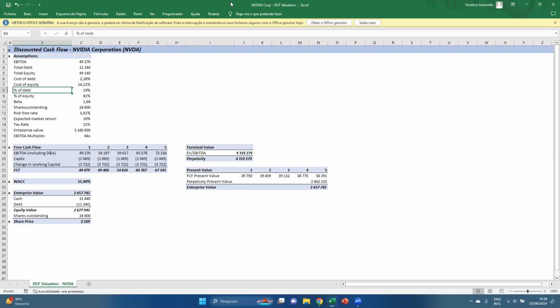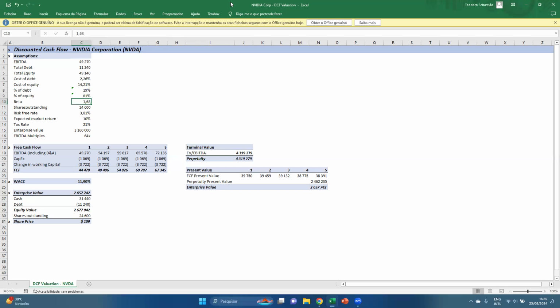The percentage of debt, that is basically the debt divided by the total of both equity and debt, is just to estimate, in the enterprise value, what percent debt has and what percent equity has in the total of both debt and equity.